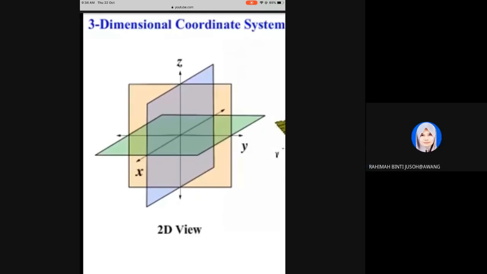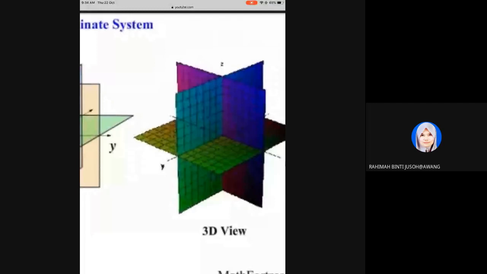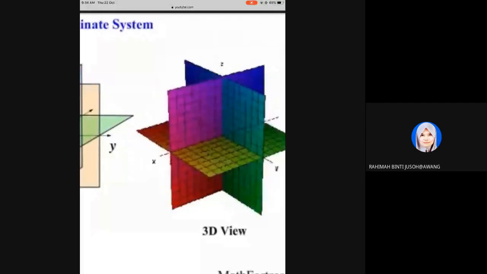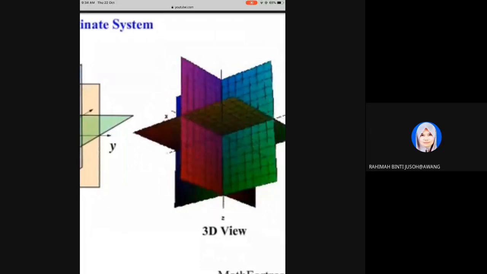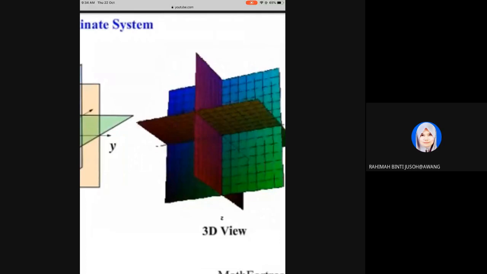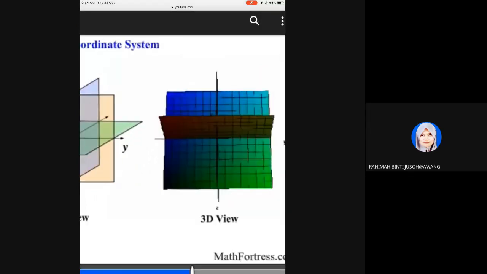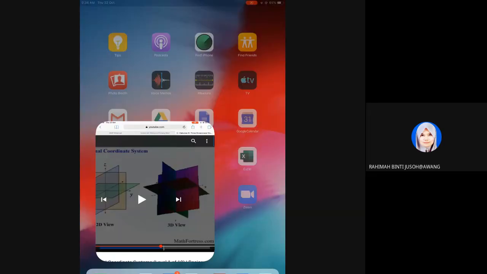Okay, so kalau saya play kan dia punya video ni. Okay, dia ada 4 bahagian atas dan 4 bahagian bawah. So dia ada 8 octane semua sekali. Okay. Alright, so kalau you dah dapat dia punya view macam ni, okay guys, saya stop ni.